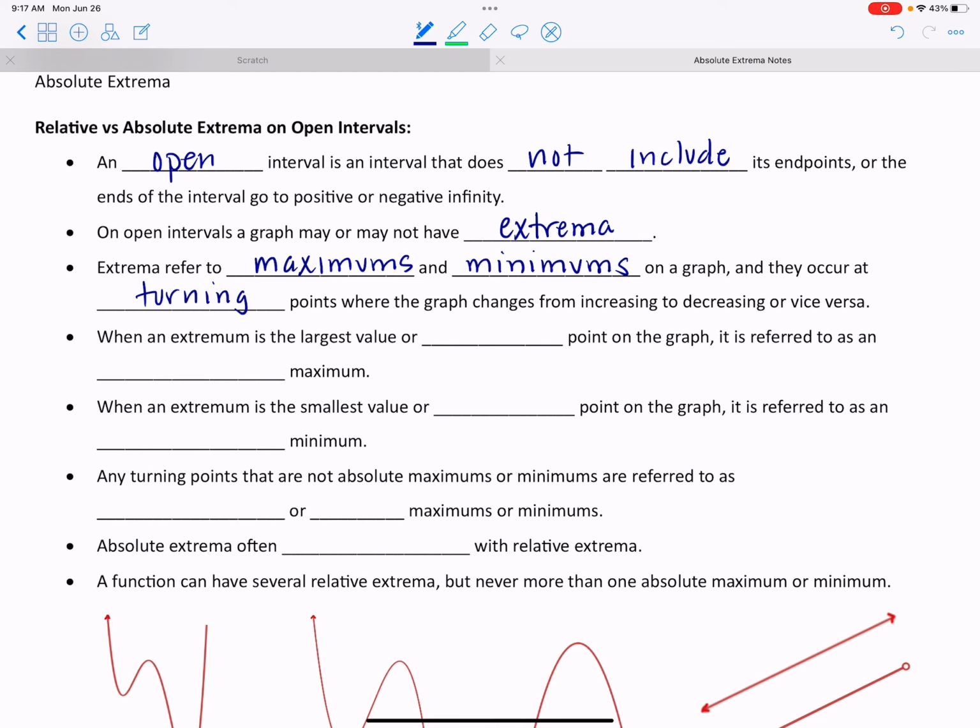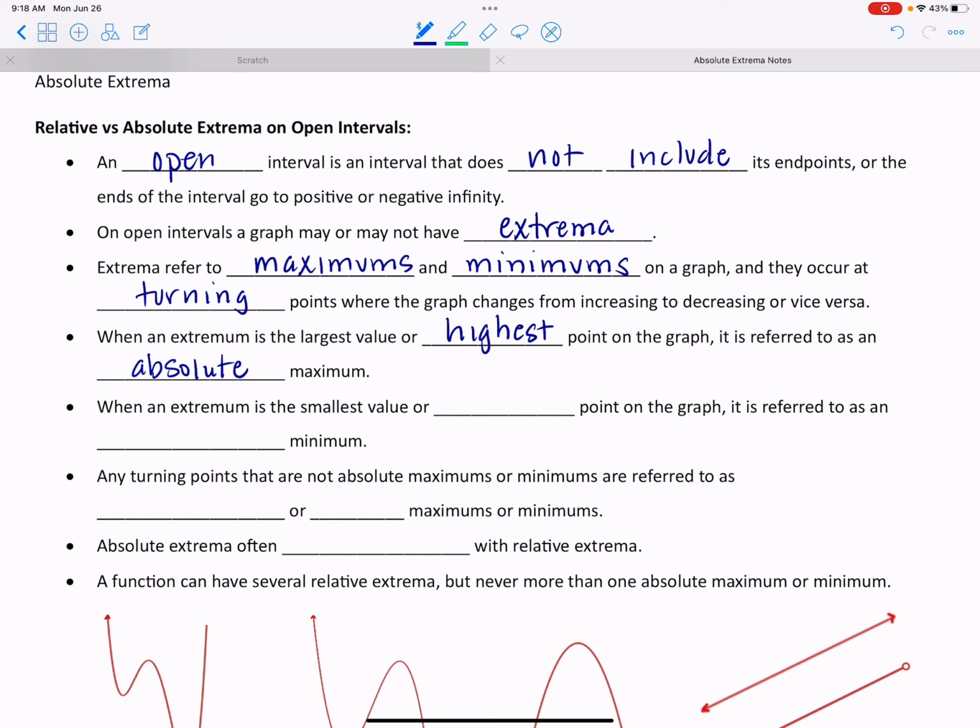Now, if we're talking about an extremum that is the largest value or the absolute highest point on the graph, then we're not going to just call that extrema a relative maximum. We're going to call it the absolute maximum. If there is no point that is higher than that absolute maximum point, again, absolute maximum. So if it's the largest value, our output is the largest value, or if it's the highest point on our graph, it is going to be referred to as the absolute maximum value or absolute maximum point of that graph.